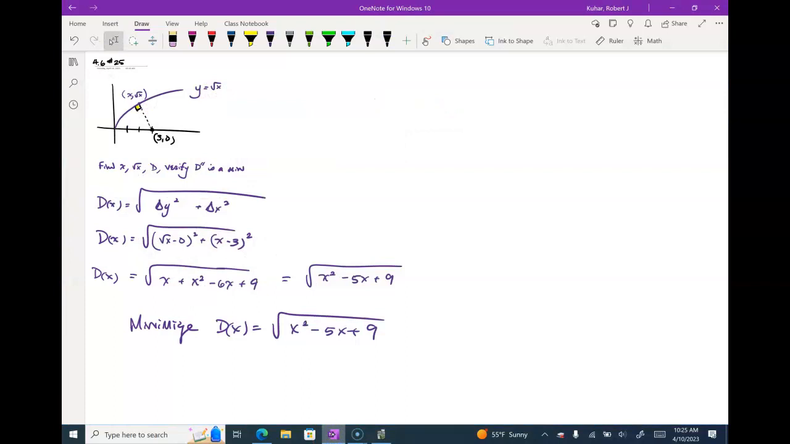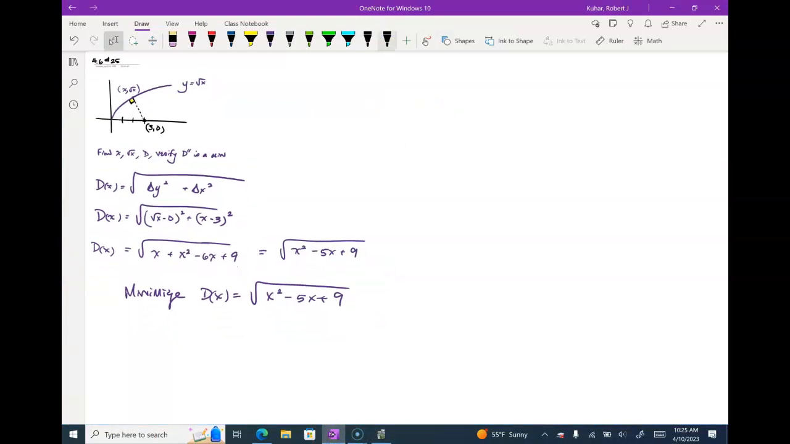Nice. So let's get our derivative, right? We know that the derivative of a square root is 1 over 2 of the square root, times the derivative of the inside, which is 2x minus 5. There's the critical value of 2.5, right?